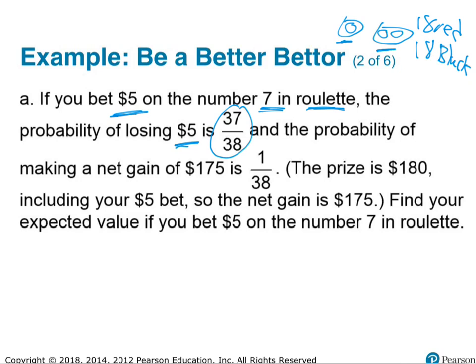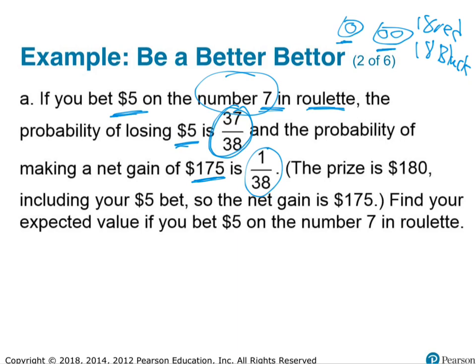All right, so if you bet $5 on the number 7, if you put down $5, there's a 37 out of 38 chance you're going to lose that $5, right? Because there's 38 numbers. The chance it's going to be your one number is only 1 in 38. But if you win, you win $175. So there's just a 1 in 38 chance your spot's going to come up, but you win $175. But there's a very good chance you're going to lose $5.